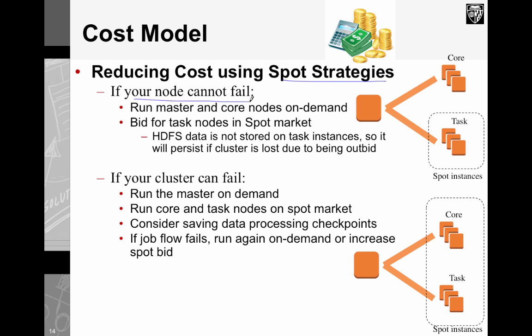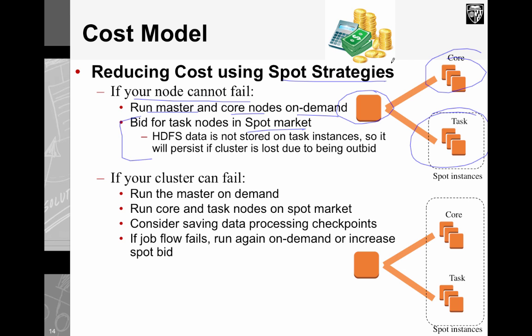If your node cannot fail, which is typically for the master and the core nodes, then you can run the master and core nodes on-demand, and then you can use the spot market to bid for task nodes. Remember, task nodes are things that you bid for. So for example, you may say, I want to pay 10 cents for a specific type of node. And if there are people that have reserved instances that they want to put in the market, you can bid for it and you can get that particular task node.